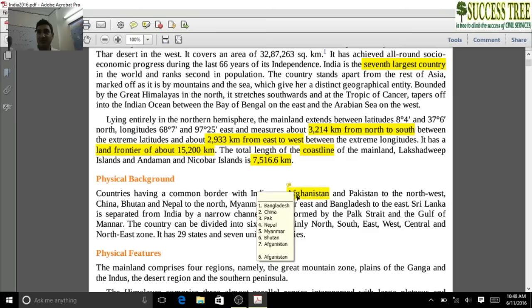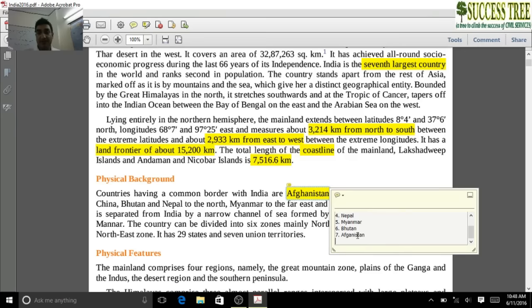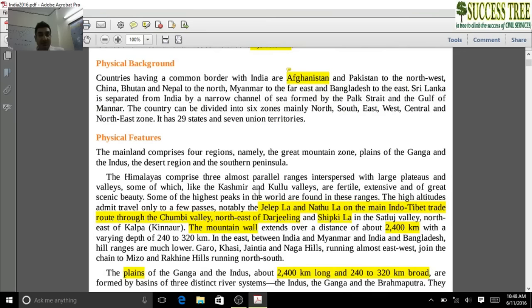Here I have arranged the countries sharing borders, in decreasing order: Bangladesh, China, Pakistan, Nepal, Myanmar, Bhutan, and Afghanistan. Okay, fine. Now come to the next one, physical features. You have to read the whole thing, but I am selectively discussing only where to give more focus. Padhna aapko sara ka sara hai, but certain portions pe give more focus.